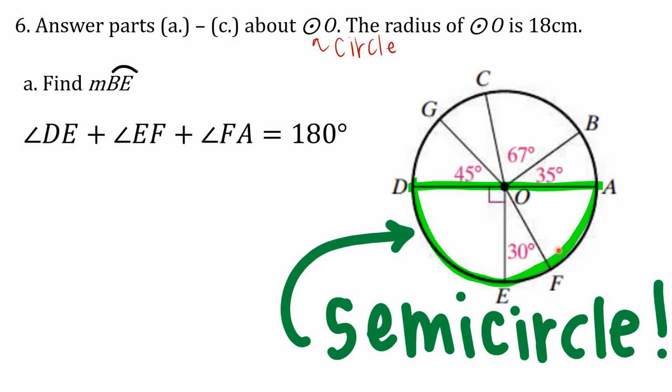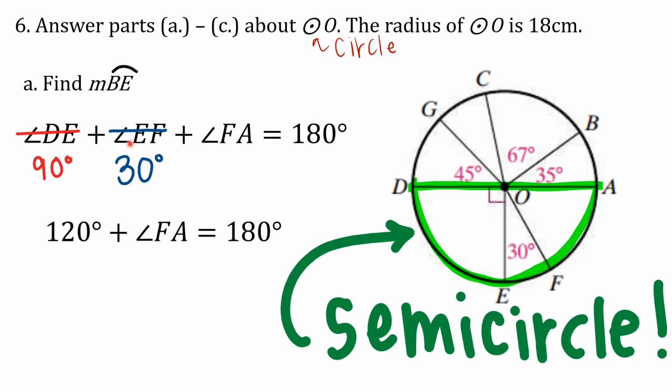All right, so that's a semicircle. It has measure 180 degrees. So it says the angle DE plus the angle EF plus the angle FA, all that is equal to 180 if you add those up. So let's replace the angles that we know. We know the measure of the angle DE is 90, and the measure of the angle EF is 30. So DE is 90, EF is 30. 90 plus 30 is 120.